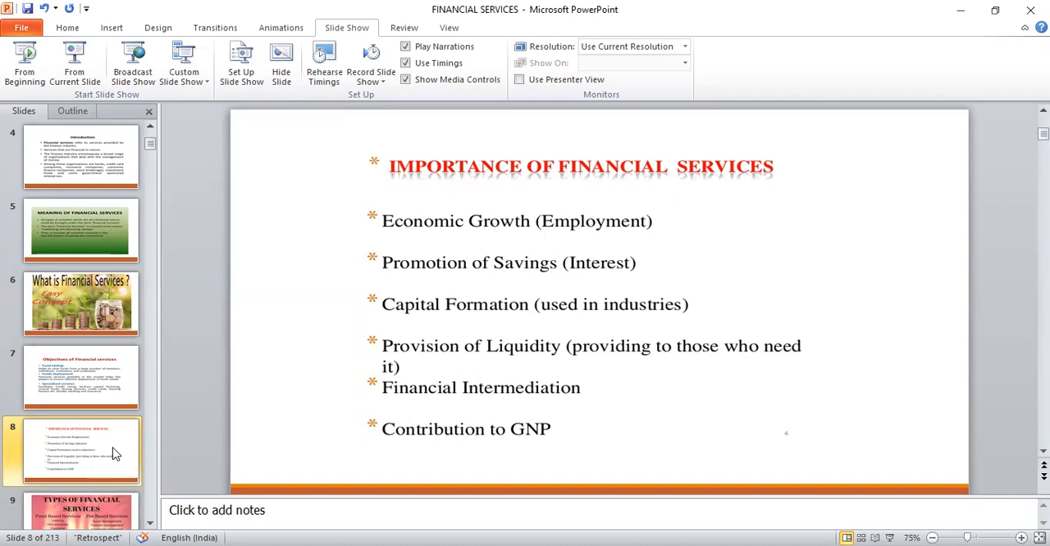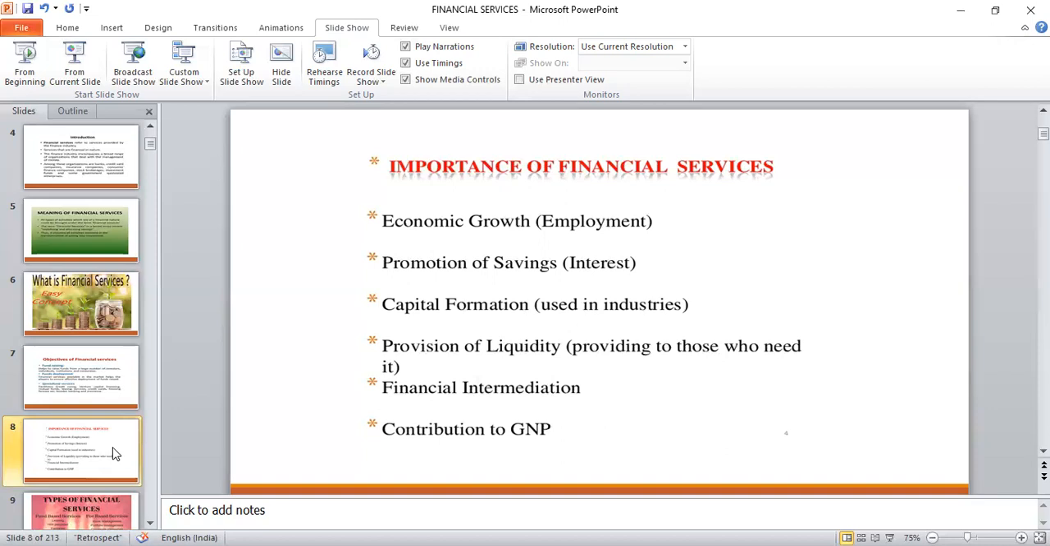Okay. Next one is financial intermediation. Of course, we do provide intermediary work, because we are going to provide financial services to the industries who are in need of them. So we are going to work as an intermediary between the industry that needs financial services and the banks who provide the financial assistance to that particular industry based on the credit ratings, right? Next, by considering all the above mentioned importance, we contribute to the gross national product, right?